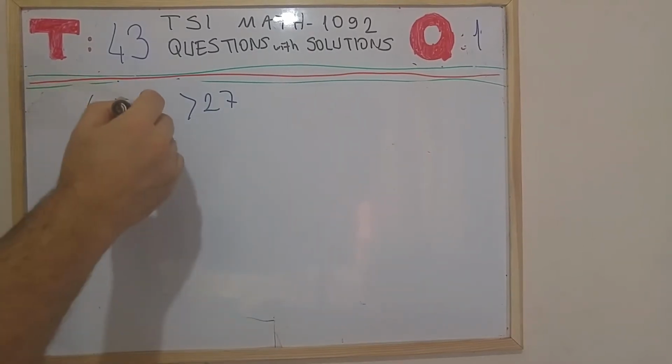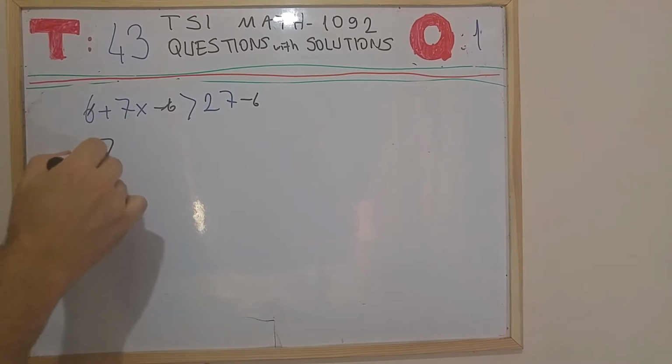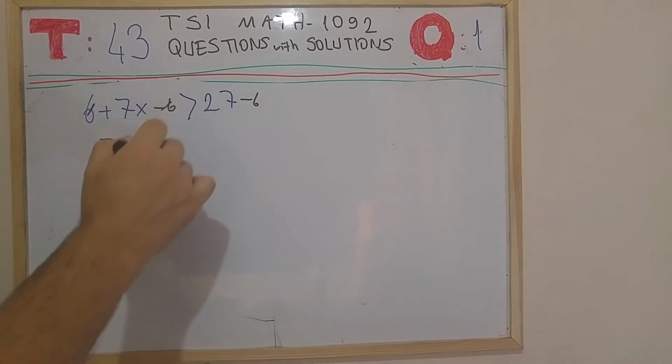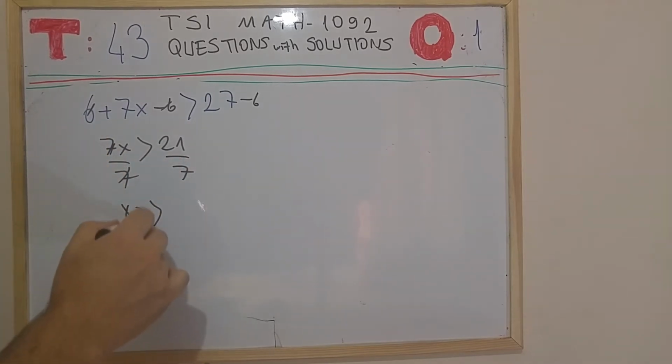Let's subtract 6 from each side. Now what I have is 7x is greater than 21, and let's divide each side by 7, so x is left alone. x is greater than 3. This is the answer.